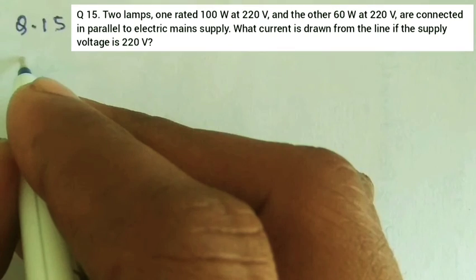Question number 15. Two lamps, one rated 100 watt at 220 volt and the other 60 watt at 220 volt, are connected in parallel to electric main supply. What current is drawn from the line if the supply voltage is 220 volt?